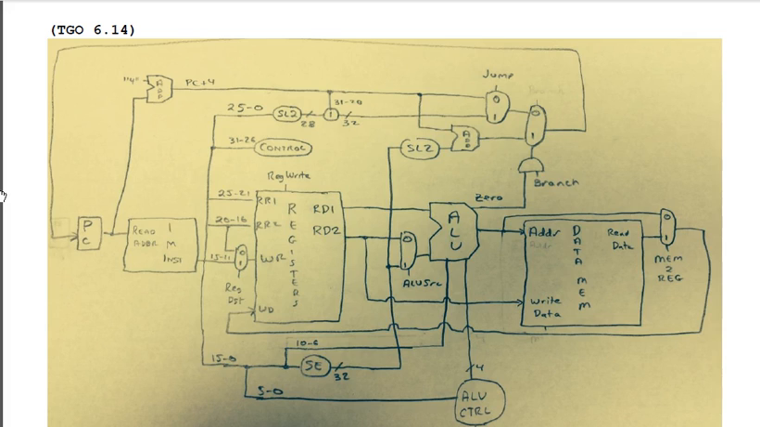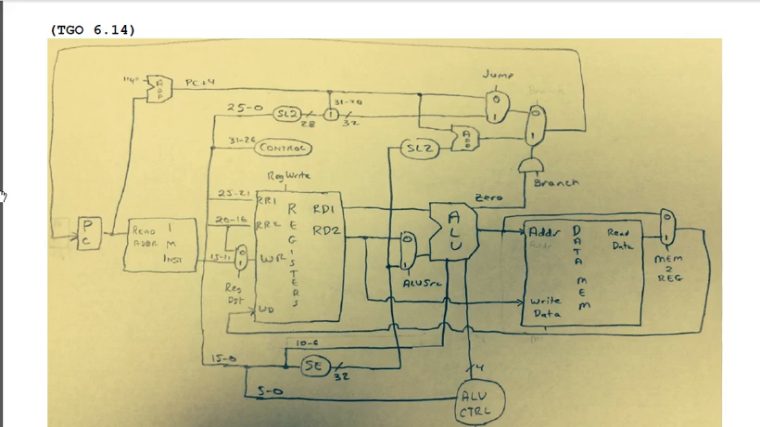So bits 31 to 28, 31, 30, 29, 28, the four most significant bits, become the four most significant bits of the jump instruction. So this is now the physical jump value. And we'll ignore that for the time being because I'm going to explain here.